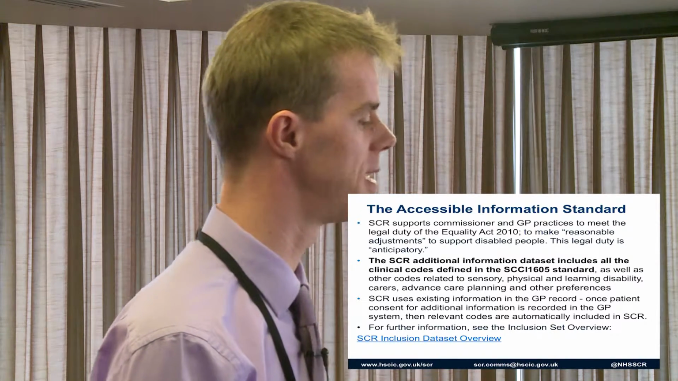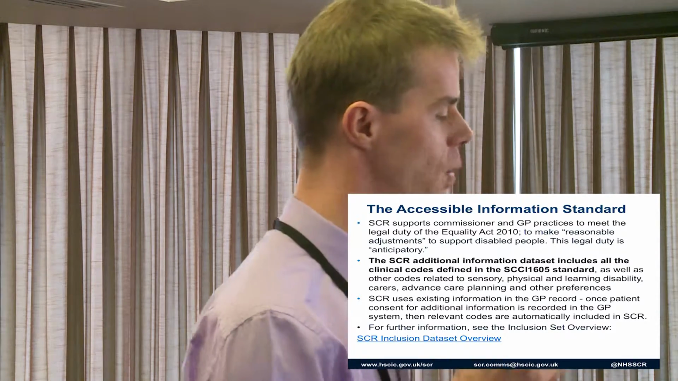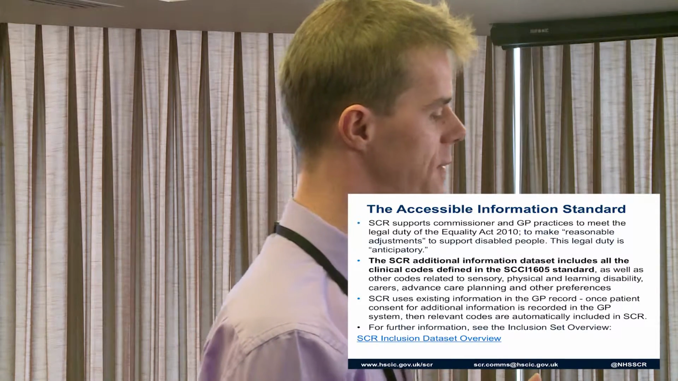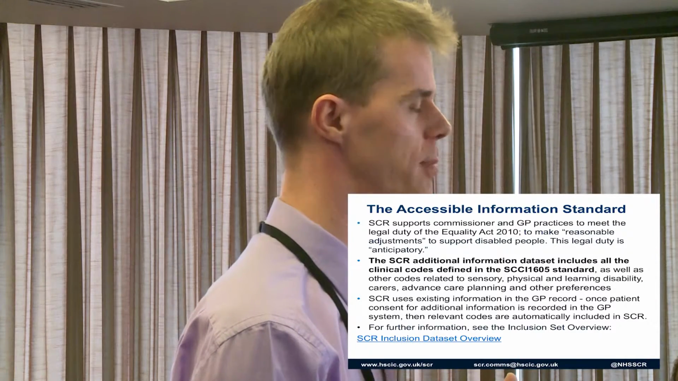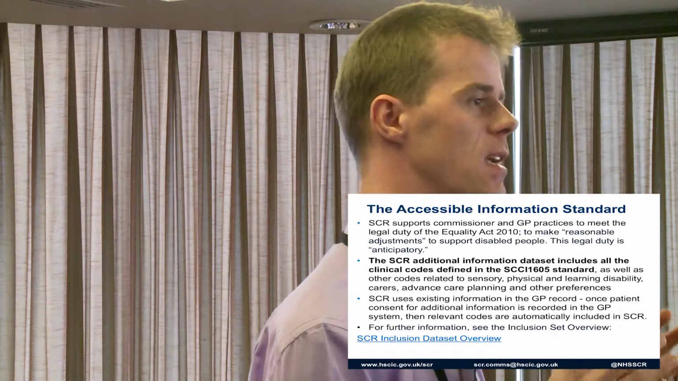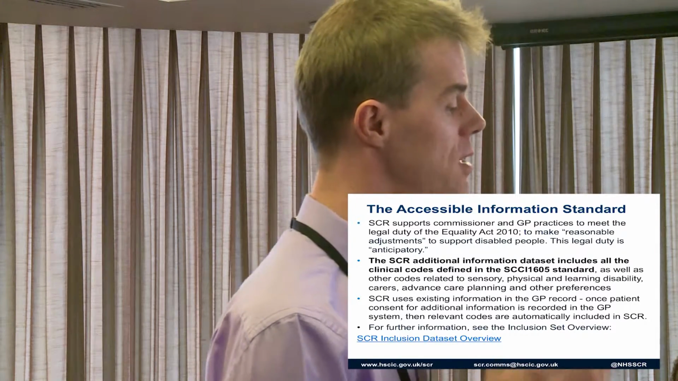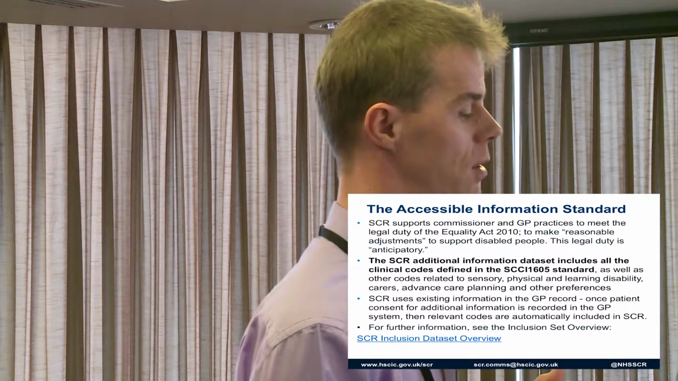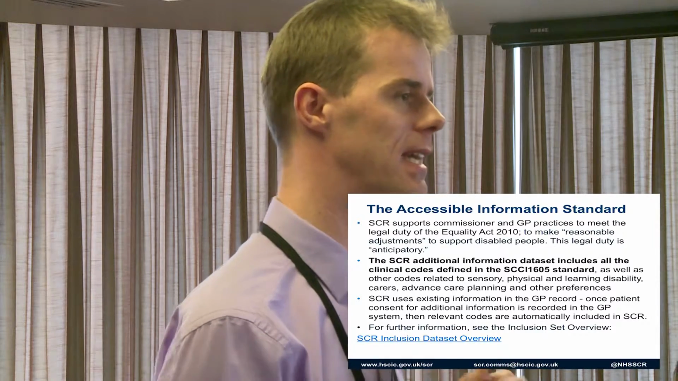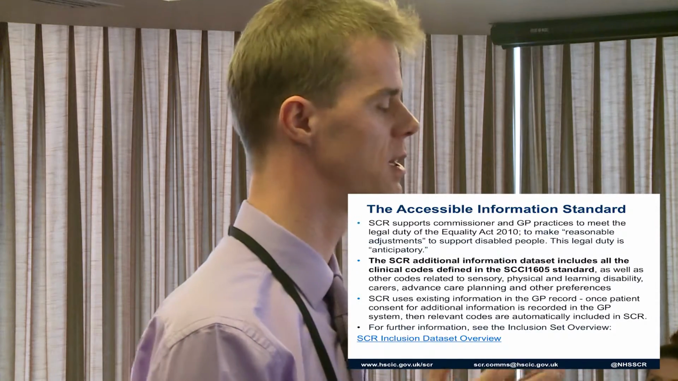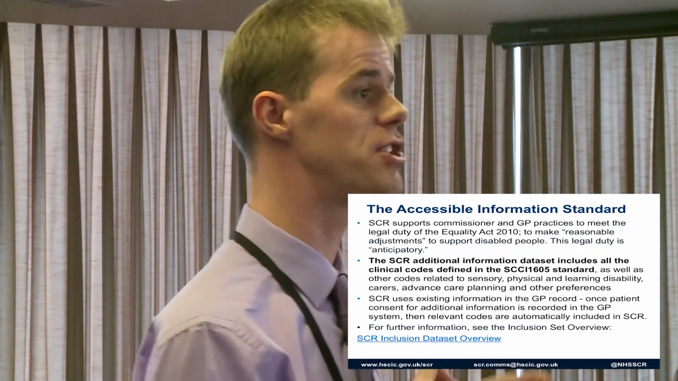The SCR Additional Information Dataset includes all of the clinical codes defined in the 1605 standard, as well as some other information that surrounds that: sensory and physical learning disability, information to do with carers, advanced care planning, and other preferences. So it's a set of information which, with the patient's consent, is added to the SCR of the patient. It uses existing information in the GP record. Once the patient consent for additional information is recorded, that's automatically included. So this is starting to move us to a position where I can record the information once in my clinical system and share it more easily.